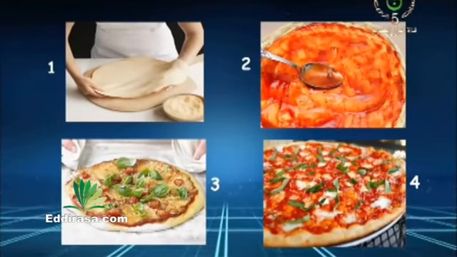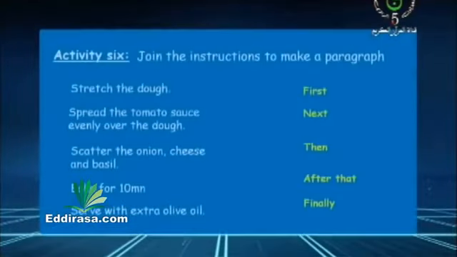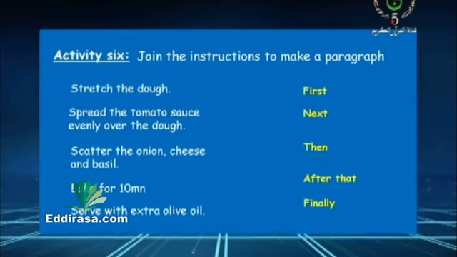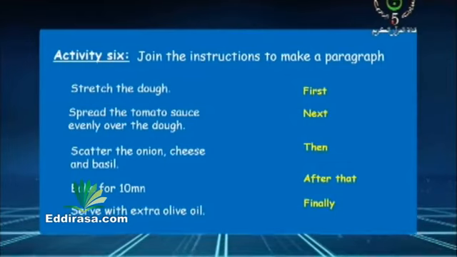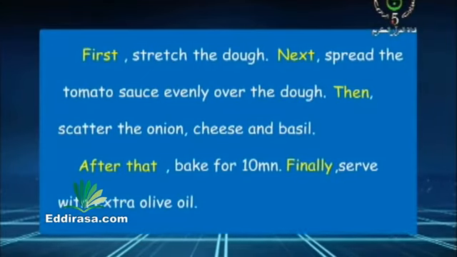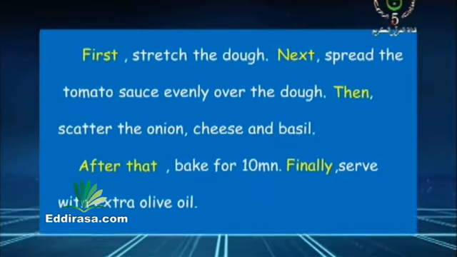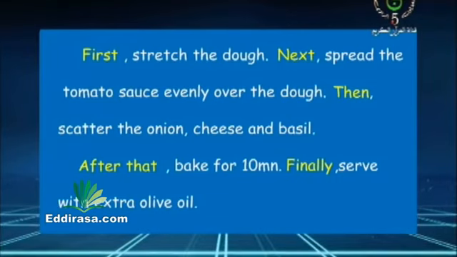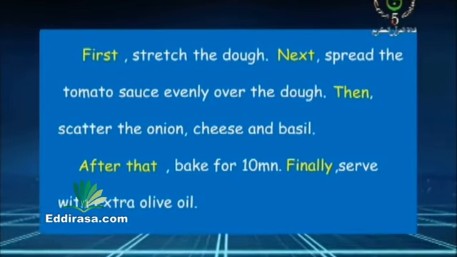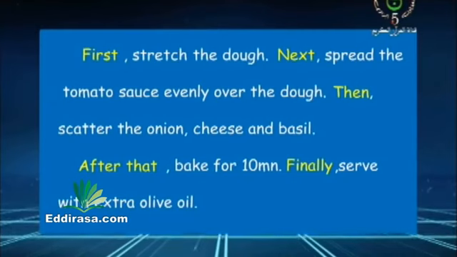It looks really delicious. Okay, now we are going to try to use the different steps and the right sequencers to write the correct paragraph. Yes. Have a look with me, Ms. Ziani. So, first, stretch the dough. Next, spread the tomato sauce evenly over the dough. Then, scatter the onion, cheese, and basil. After that, bake for 10 minutes. Finally, serve with extra olive oil.